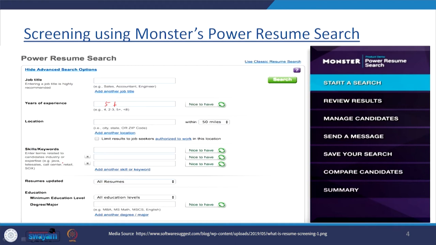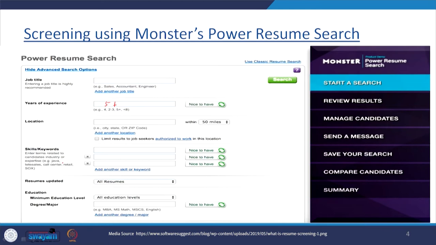Like here you will see, enter terms related to the candidate's industry or expertise. The example given is Java. You may write so many things, but if you do not put Java, the software, it is not any person, right? In such big organizations, it is technology only. And with technology, there is automated screening, and then your application will not get through. So, like Java, then telesales, call center, retail, SOX. These are certain typical knowledge of languages or jobs which are required to be known. If it is known and you have put it into the skills and keywords, it will work.